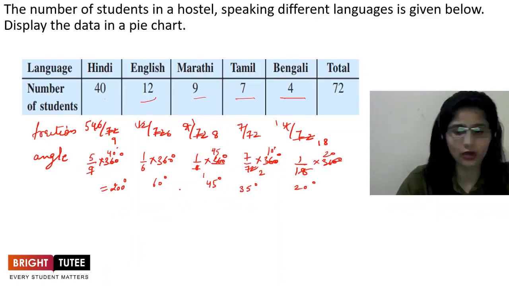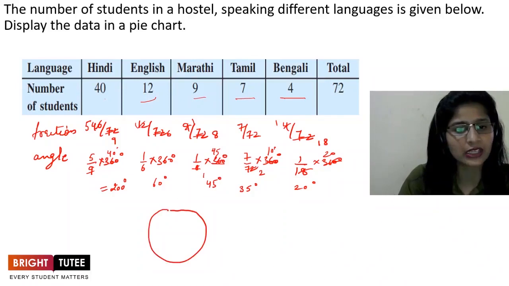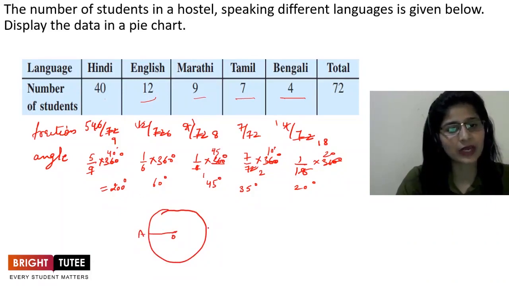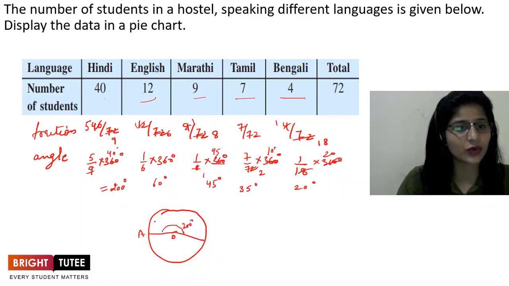So what we will do is we will draw a circle again to draw the pie chart, of any radius. Let this be the radius OA. So I'm drawing a rough chart for it. 200 degrees you have to take, right? This is 180, and here somewhere this will be 200 degrees. And this is for Hindi. That means the students who speak Hindi is this much part. Then students who speak English, it is 60 degrees. Let this be 60 degrees. Okay. Then we have 45 degrees. Let this be 45 degrees. Then we have 35 degrees. Okay, this is 35 degrees then. And the last one is 20 degrees. So this one is 20 degrees.